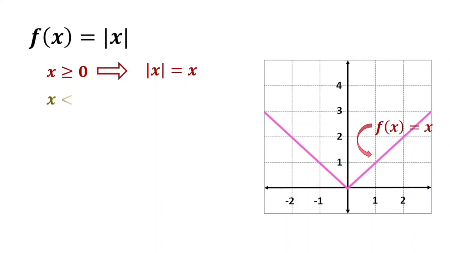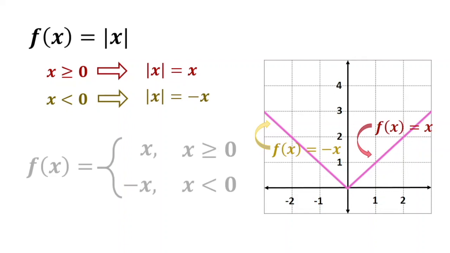However, when x starts out negative, we have to change the sign of it, which has the same effect as multiplying x by negative 1. So f of x equals negative x when x is less than 0. Combine these two rules and we write f of x equals the absolute value of x as the piecewise function f of x equals x when x is greater than or equal to 0, and negative x when x is less than 0.